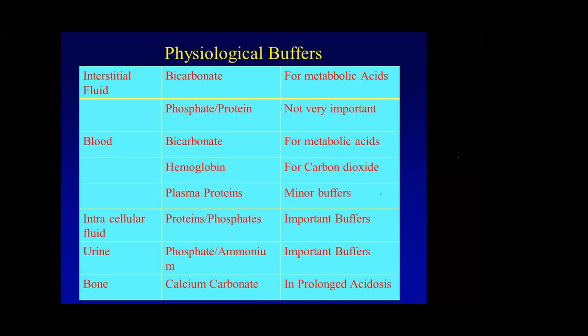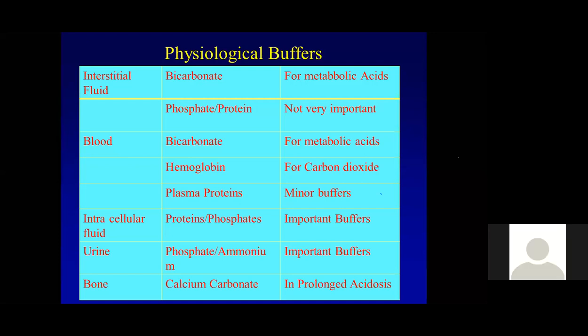So what are the buffers which I was speaking of? These are the various buffers present in our body, which maintain the pH and give you the normal pH which is required for normal functioning of the patient. These buffers play a very important role, especially in the blood, where the hemoglobin combines with the carbon dioxide and makes it neutralization. Phosphates are not very important.